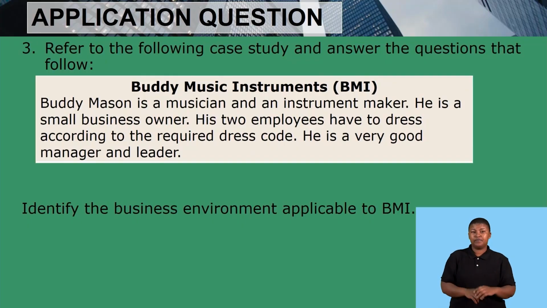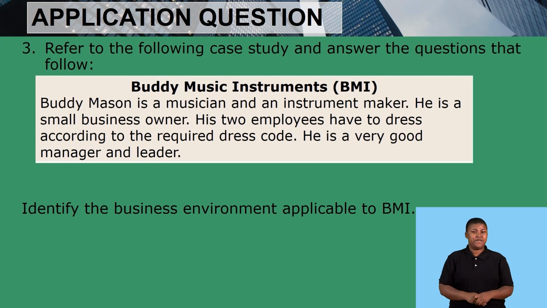So in question 3, they use a case study about Buddy Music Instruments. So let's read the case study quickly. Buddy Mason is a musician and an instrument maker. He is a small business owner. His 2 employees have to dress according to the required dress code. He is a very good manager and leader. And then the question asks, identify the business environment applicable to BMI.